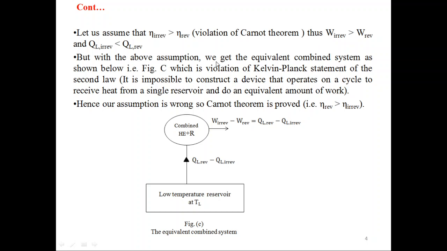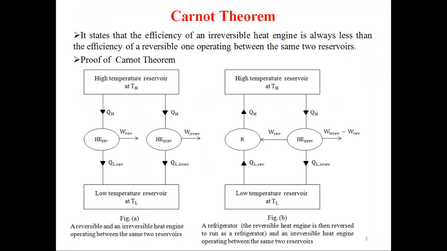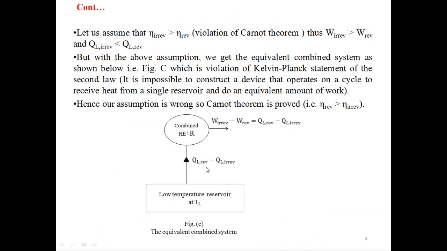But with the above assumption, we get the equivalent combined system as shown in figure C. You can see this one. We have got this figure from figure B. You can see we are rejecting QH amount of heat to the high temperature reservoir, and we are supplying QH amount of heat to the irreversible heat engine. So this will be cancelled out, and we are saying QL reversible is greater than QL irreversible. So the net value will be QL reversible minus QL irreversible, this one.